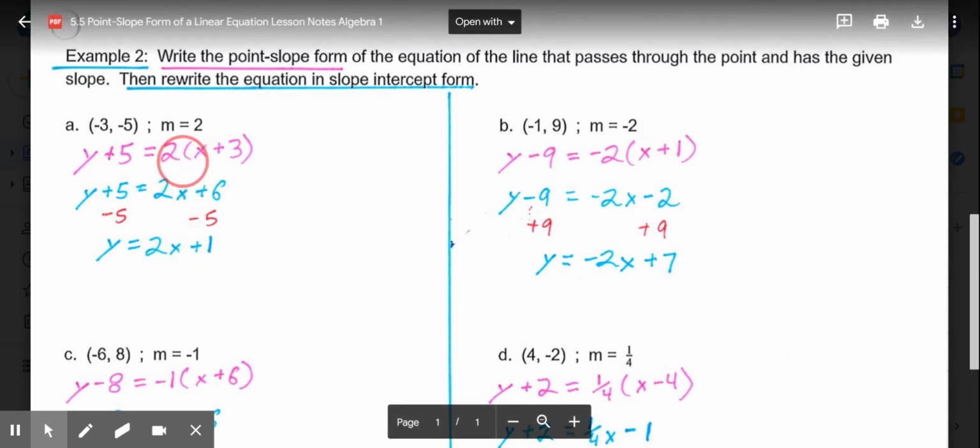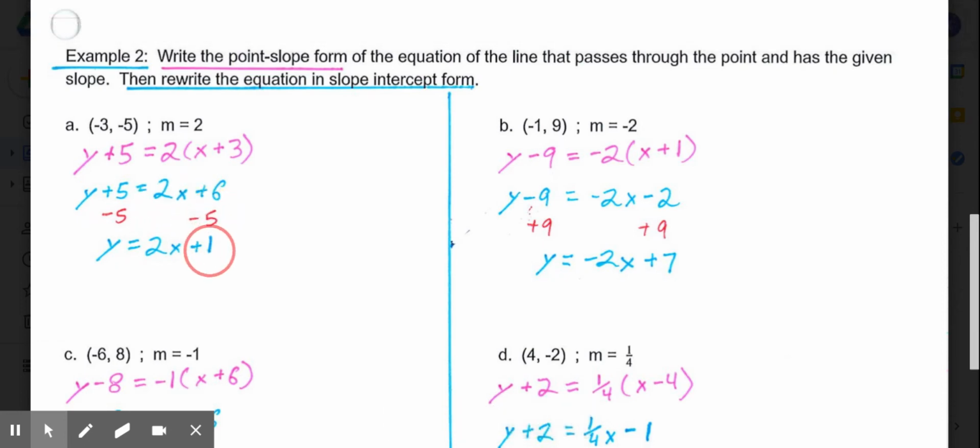So the first thing we're going to do is use distributive property on this right-hand side. So 2 times x plus 2 times 3. 2 times x is 2x. 2 times 3 is 6. So now I bring down what I had on the left. Y plus 5 equals 2x plus 6. I want to get the y alone. I'm writing this into y equals mx plus b. So I need to subtract the 5 from each side. So then that would leave me with y equals 2x, and 6 minus 5 is a positive 1.